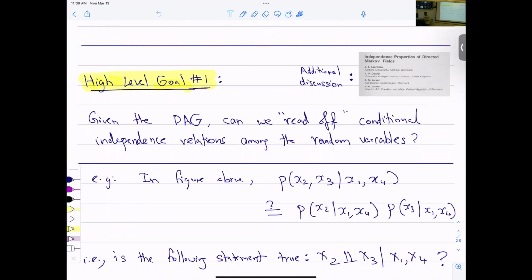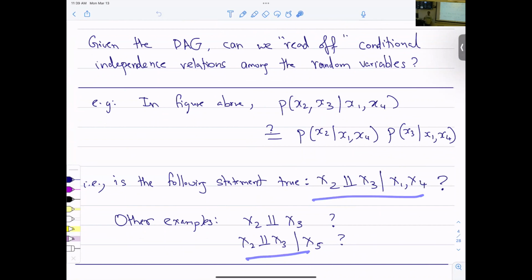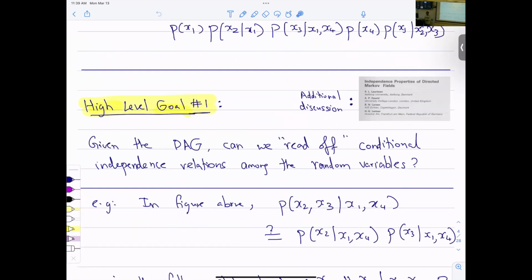So, is it clear what I'm trying to answer? I'm trying to answer these kinds of questions given this graph picture.